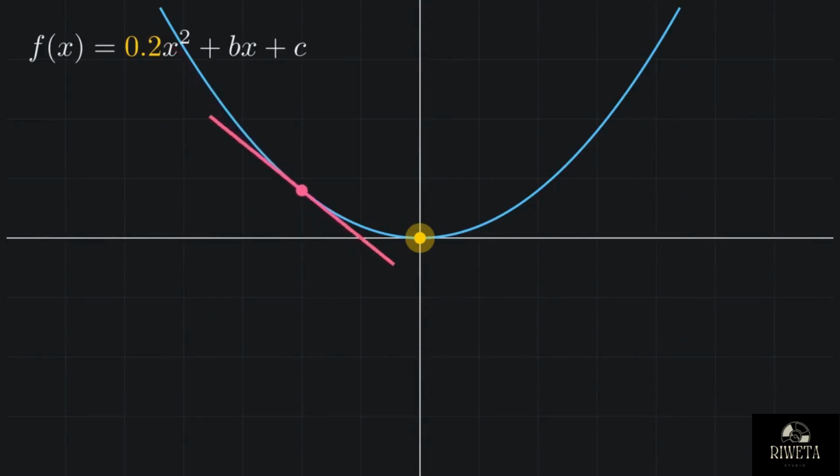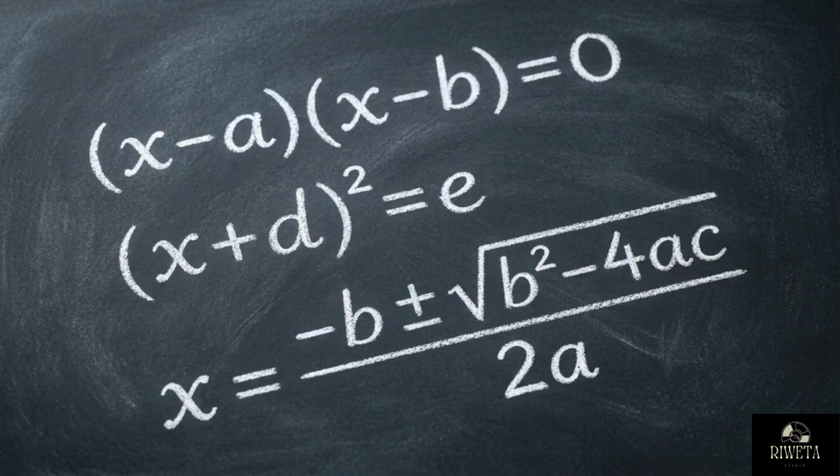A positive a opens the curve upward with a minimum vertex, while a negative a opens downward, creating a maximum point. Unlike the constant slope of a line, a quadratic slope changes at every point. This instantaneous slope is calculated as 2ax plus b. We locate the curve's x-intercepts by solving for its zeros. This is done through factoring, completing the square, or using the quadratic formula.